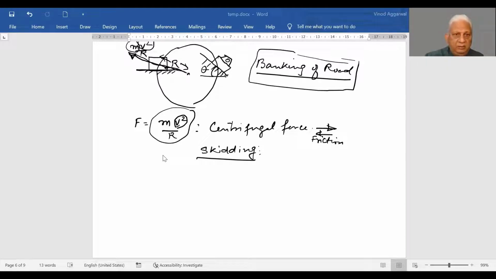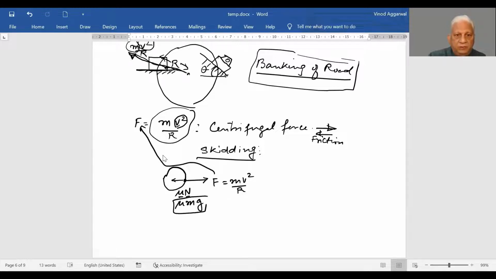In case there is no banking, the force that is trying to throw you out is this F, the centrifugal force, which is equal to mv square by r. And there is a counter force which is acting to save you, which is called the frictional force, which we know is mu times N. And since the whole body is horizontal, N becomes mg.